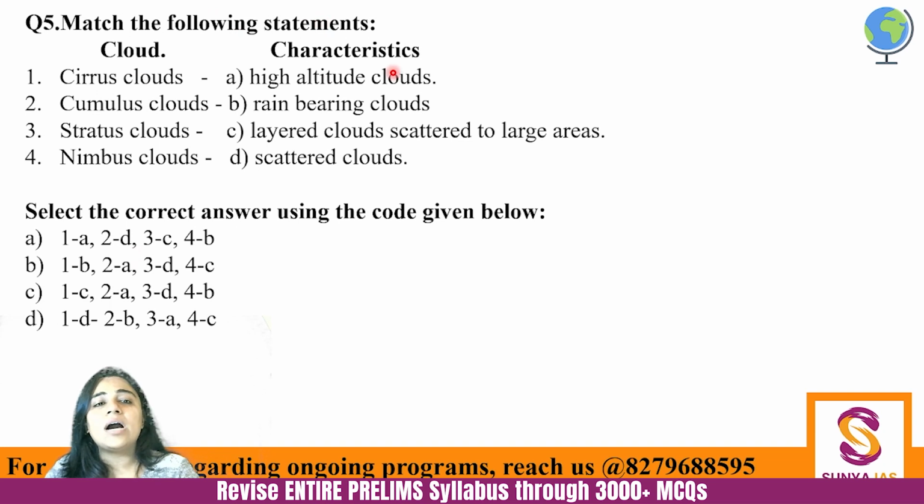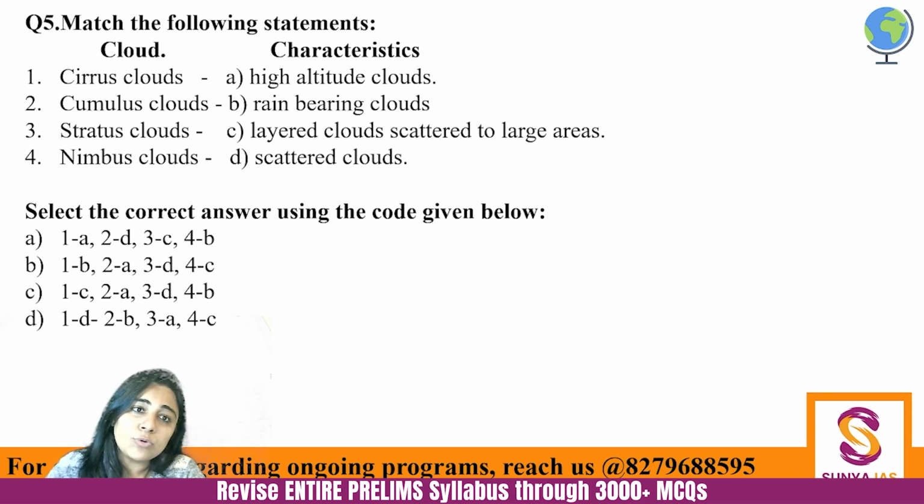Match the following cloud and characteristics: cirrus, cumulus, stratus, and nimbus. Now you should be able to do this very well. First of all, let's go for the cirrus clouds. Cirrus clouds are the highest clouds. So cirrus clouds would be the high altitude clouds. We have already talked about this.